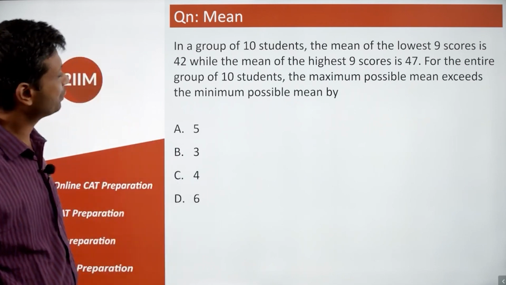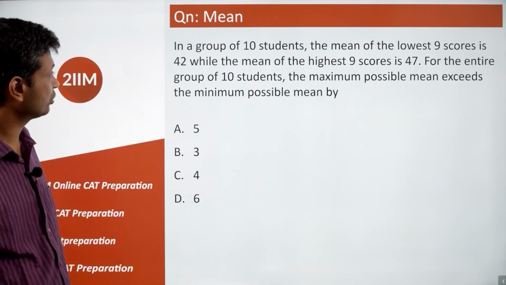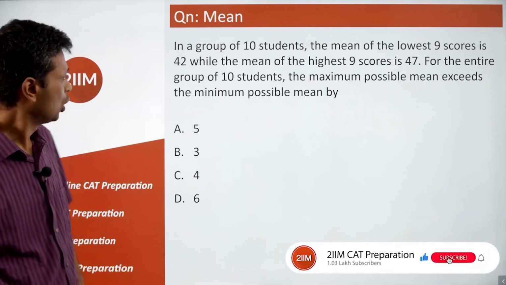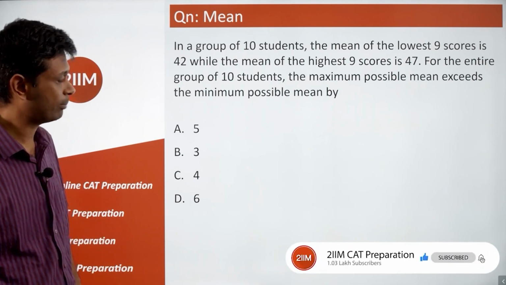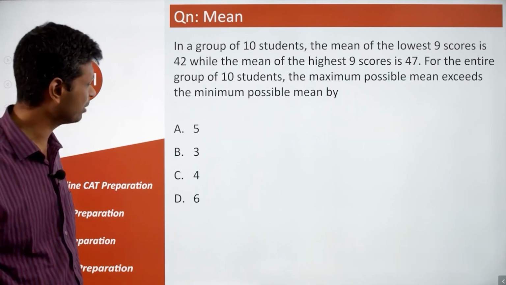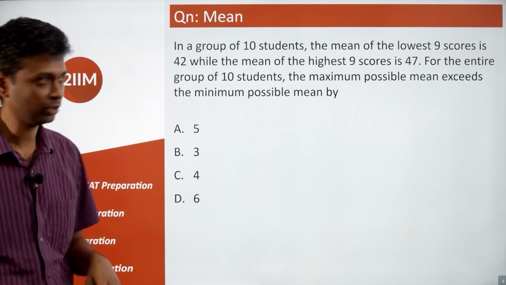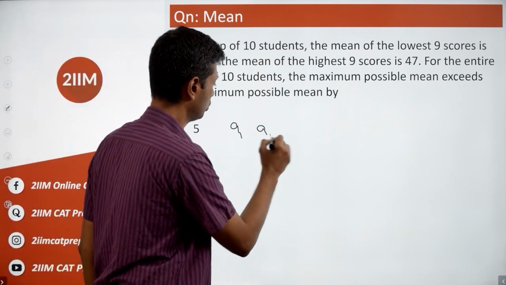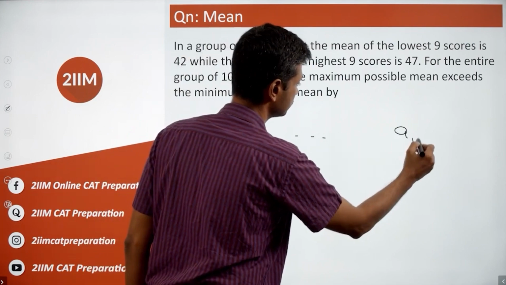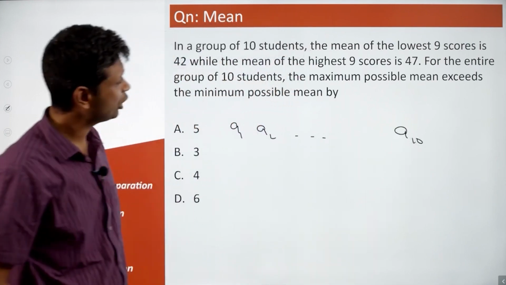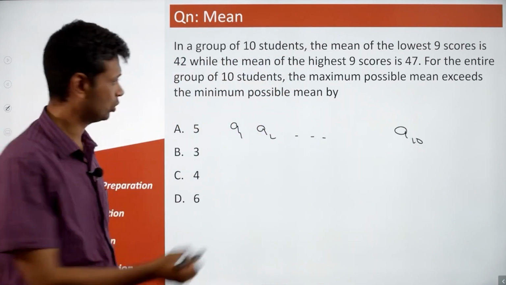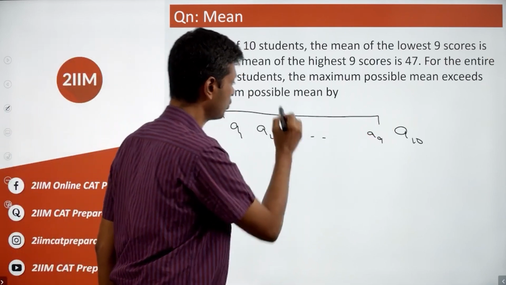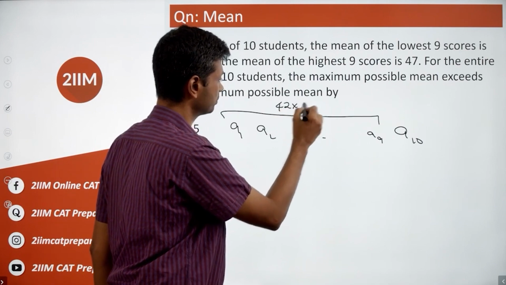Right? In a group of 10 students, the mean of the lowest 9 students is 42, while the mean of the highest 9 students is 47. For the entire group of 10 students, the maximum possible mean exceeds the minimum possible mean by. And so, 10 students, let's say A1, A2 all the way till A10. Mean of the lowest 9 scores is 42. So I'm going to add up A1 to A9. Sum of all this is 42 into 9.